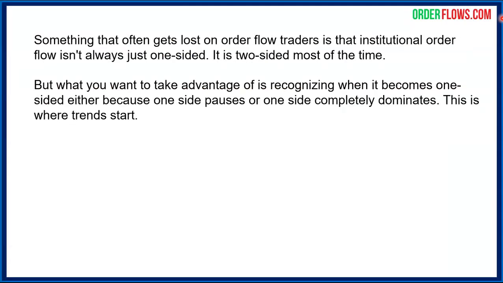Sometimes that often gets lost on order flow traders: institutional order flow isn't always just one-sided. Okay, it's two-sided most of the time. Right? If institutional order flow were one-sided, all you'd see is buying imbalances followed by selling imbalances. It takes two to tango, it takes two to dance, right? And you often have aggressive buying and aggressive selling taking place.